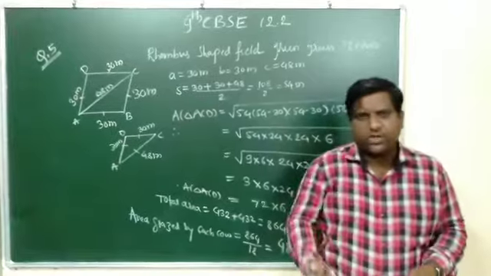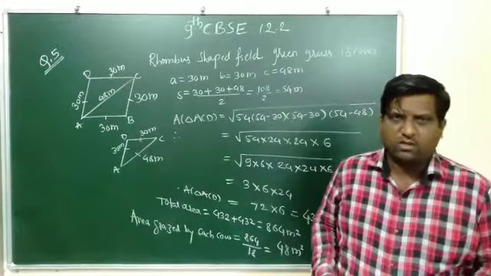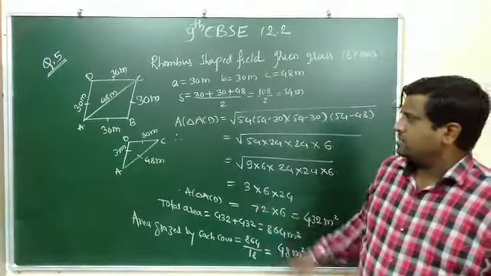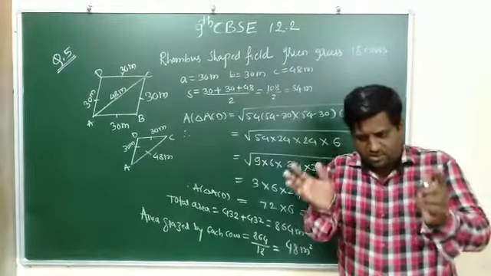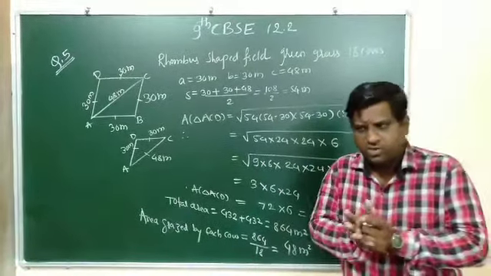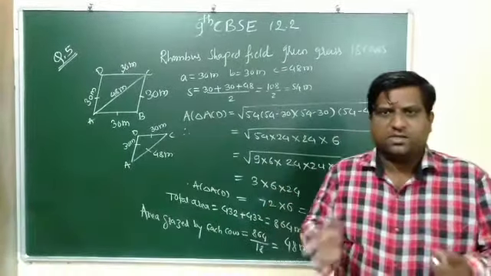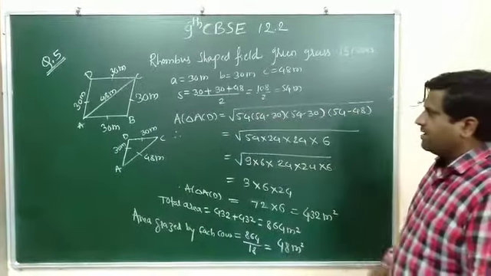I have been given the video of 12.1 and some examples of 12.1, 12.2 already. So these examples are totally based on Heron's formula. You will be given some irregular shape or regular well-known shape, and all you need to do is split those figures into well-known figures. So this is question number 5.